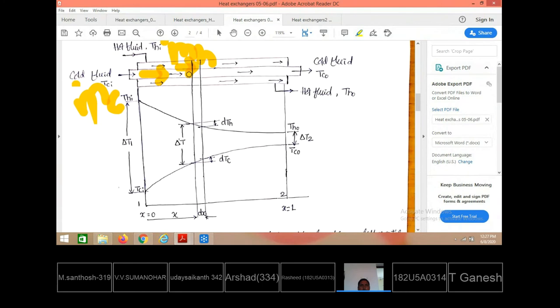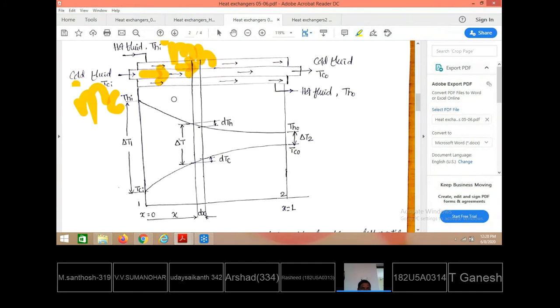Counter flow means traveling in the opposite direction to each other, where the heat transfer takes place from the hot fluid side to the cold fluid. That kind of orientation we call counter flow. Counter means coming opposite to each other. Parallel means moving in the same direction, by both the hot and cold fluids.